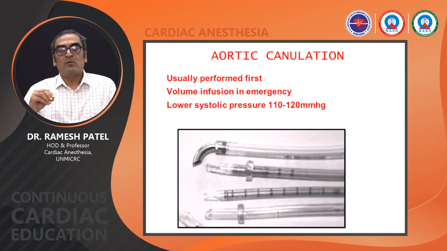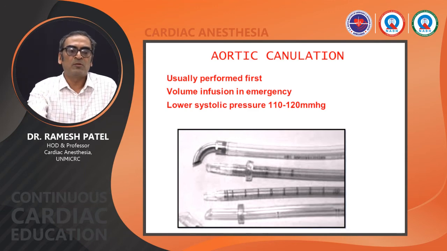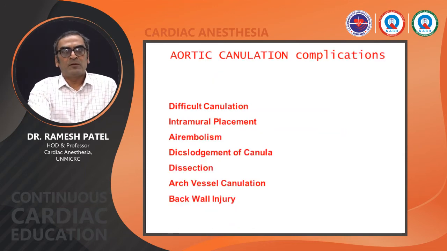Then aortic cannulation is usually performed first, because if there is an emergency need of volume or supplementation, then we can use the aortic cannula for volume supplementation. And while doing aortic cannulation, we should lower the systolic pressure to 90 or 100 millimeters of mercury. We should take care while doing aortic cannulation, because it sometimes may lead to lethal hazards like back wall injury, dissection, arch wall cannulation, air embolism, or intramural placement of the aortic cannula. So we must take care while doing aortic cannulation.